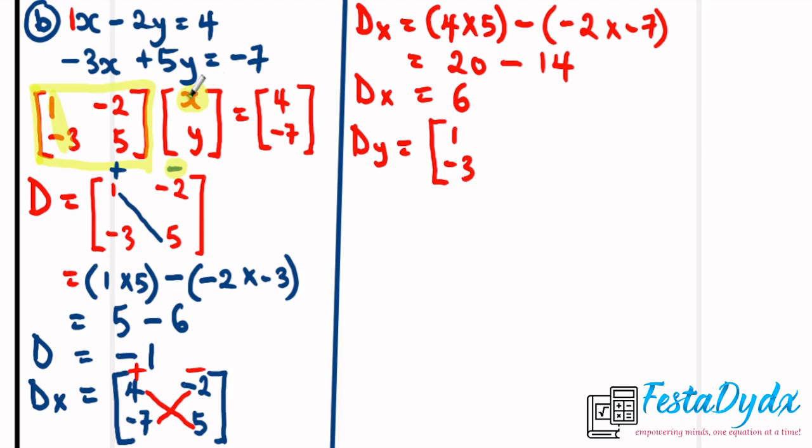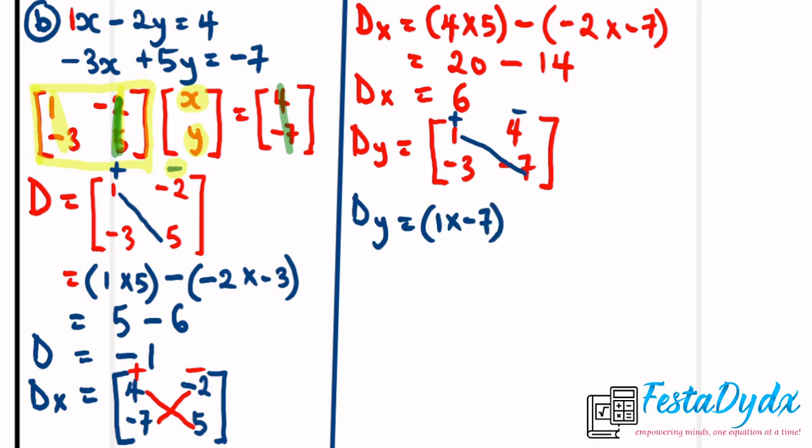Then we're going to replace the coefficient of y with what we have here, which is 4 and minus 7. So it is replaced by the value of c, which is 4 and minus 7. Now let's solve this question. We have dy equals, remember to add your plus and minus. So the first diagonal is 1 times minus 7. Then we have minus, which is this minus here. So the second diagonal is 4 times minus 3.